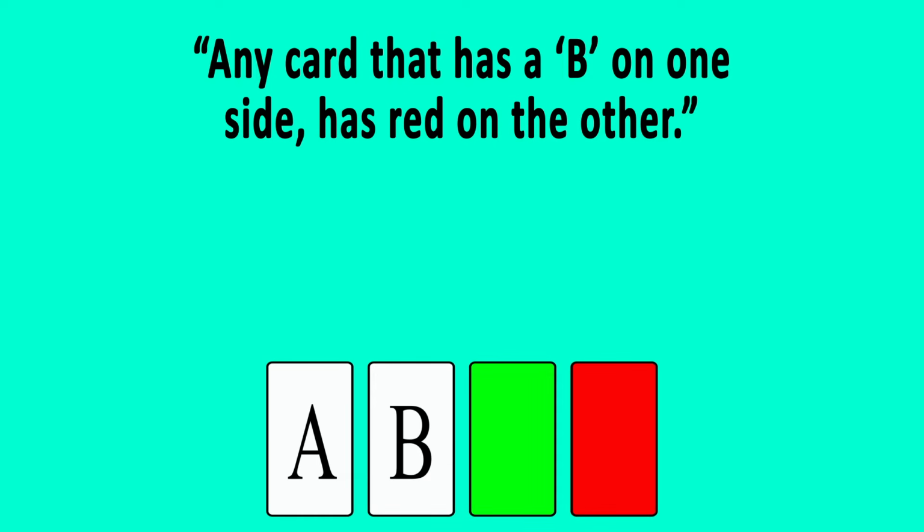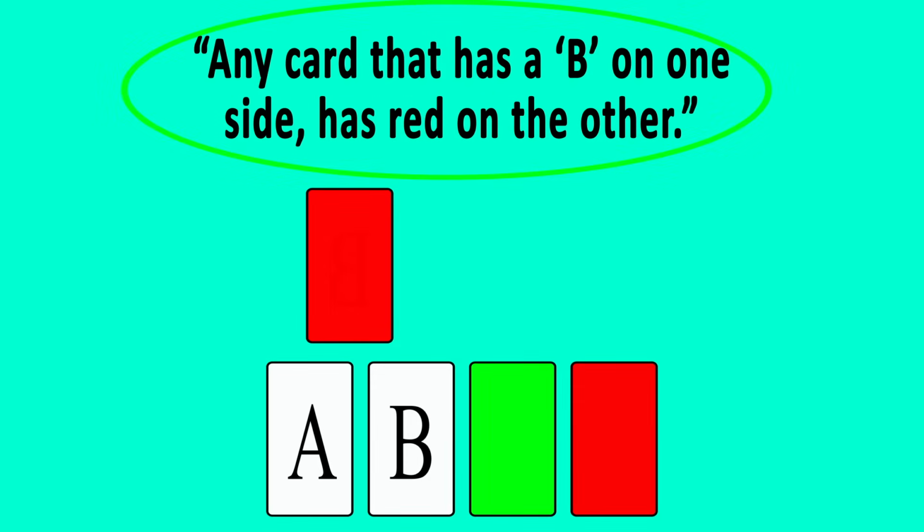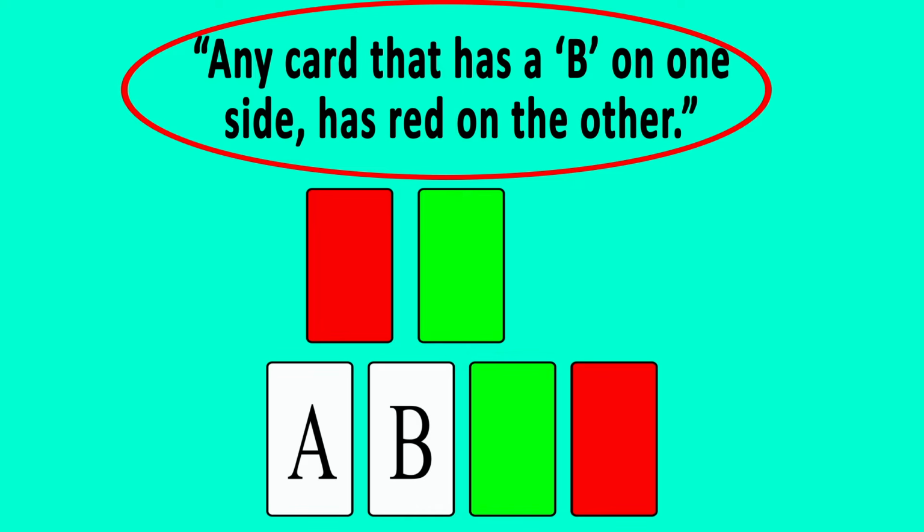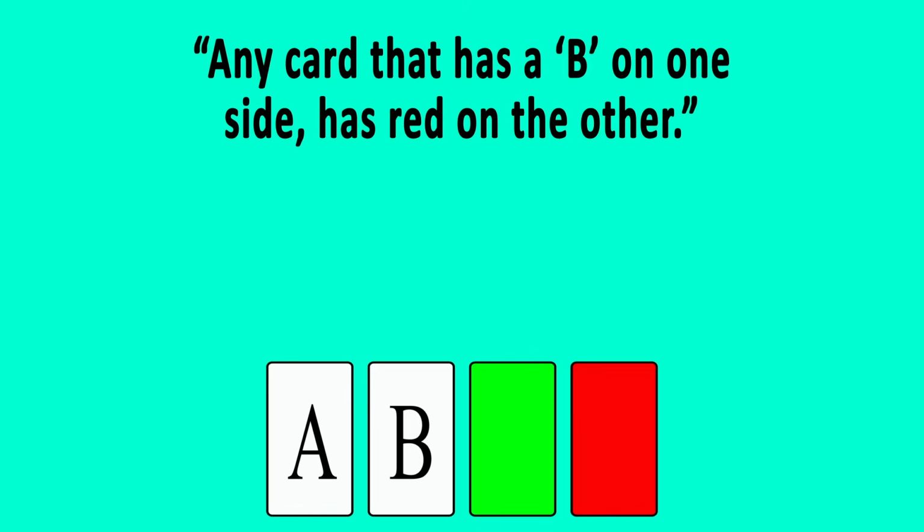Well, let's go through it by looking at each outcome. If you flip the B card and the color on the other side is red, then so far my rule is true. But if you flip the B card and the other side is green, you have now disproven my rule. Fair enough. But if you flip the red card, what exactly do you learn?